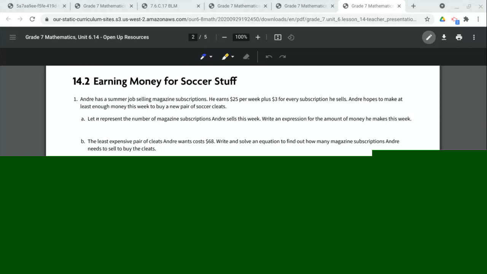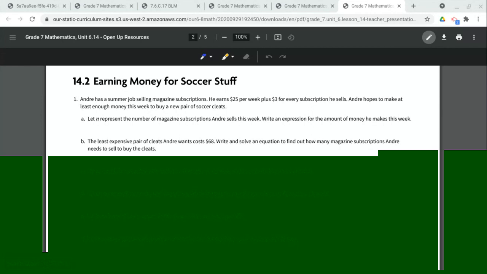Welcome back. So what we're looking at today is lesson 14, finding solutions to inequalities in context. Andre has a summer job selling magazine subscriptions. He earns $25 per week plus $3 for every subscription he sells. Andre hopes to make at least enough money this week to buy a new pair of soccer cleats.